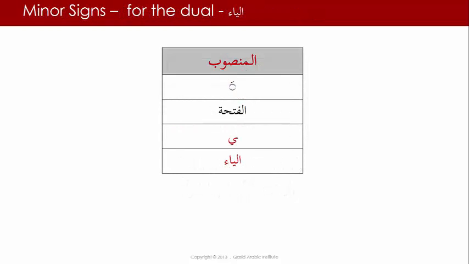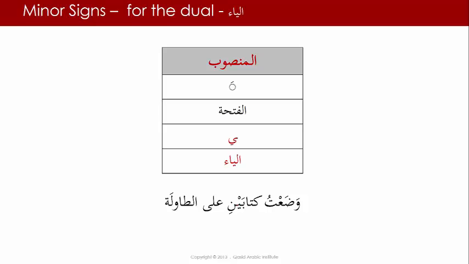Another sign of the mansub case is the ya, and this is a minor sign. وضعت كتابين على الطاولة. I put two books on the table. كتابين is in the dual. It means two books. It's also the object of وضعت, I put. Because it's the object of the verb, its sign is ya for the mansub case. كتابين rather than كتابان.